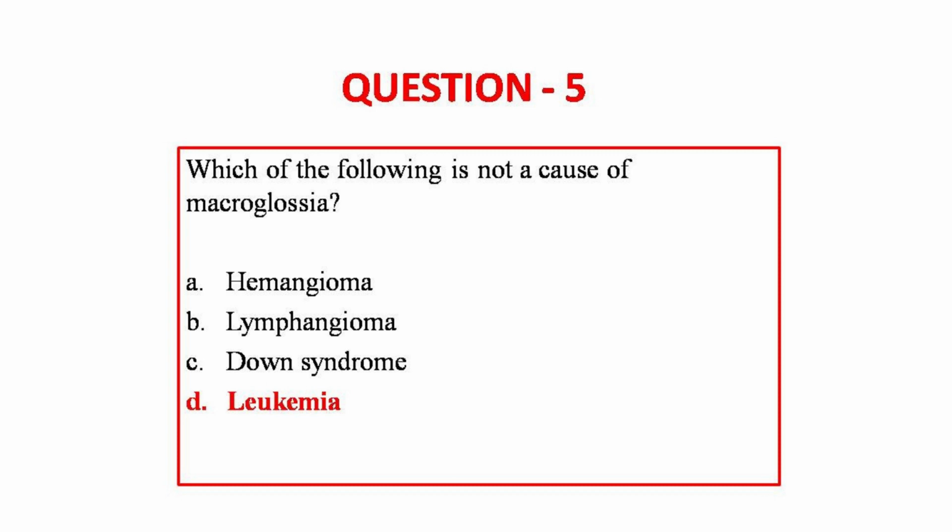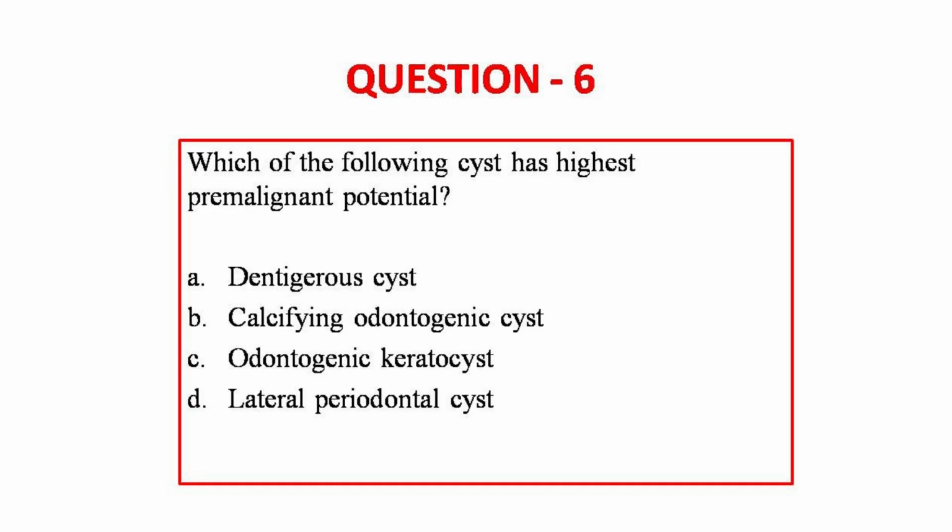Macroglossia is nothing but enlarged tongue which is clinically diagnosed. Pseudomacroglossia is a tongue that is of normal size, but it will give a false impression of being too large because the anatomical structures which are adjacent to it will be small in relation to it. So moving on to question number 6.